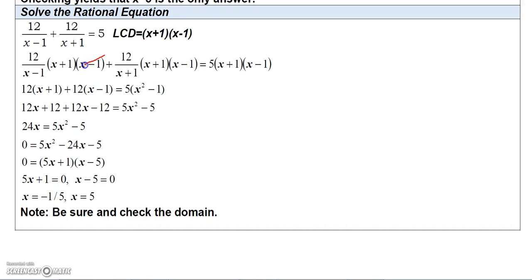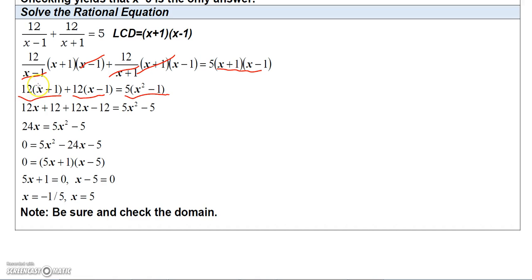And so here the x minus 1s will cancel, and I'll get 12 times x plus 1, which I write here. And then when I multiply 12 over x plus 1 times x plus 1 x minus 1, the x plus 1s will cancel, and I'll get 12 times x minus 1. And then over here I get 5 times x plus 1 times x minus 1, and I know that x plus 1 times x minus 1 is just x squared minus 1, so that would be 5 times x squared minus 1.